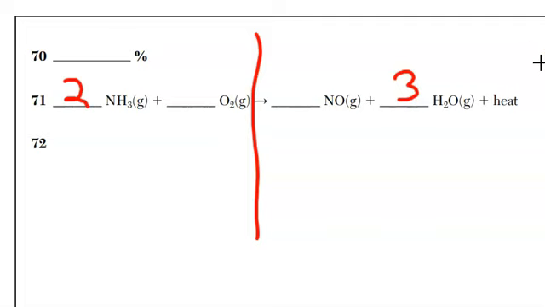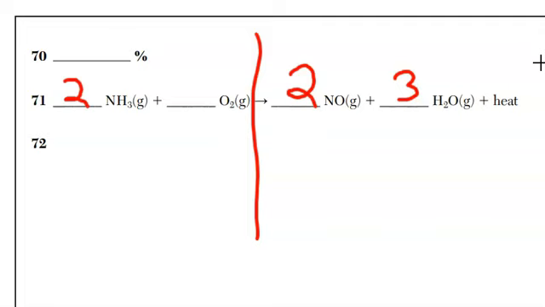Great. But since I've balanced out my hydrogens, my nitrogens now are not balanced. I have 2 on the left, and I only show 1 on the right. What if I put a 2 in front of NO? All right, now that I've done that, the nitrogens are balanced, the hydrogens are balanced, and let's move on finally to oxygen.